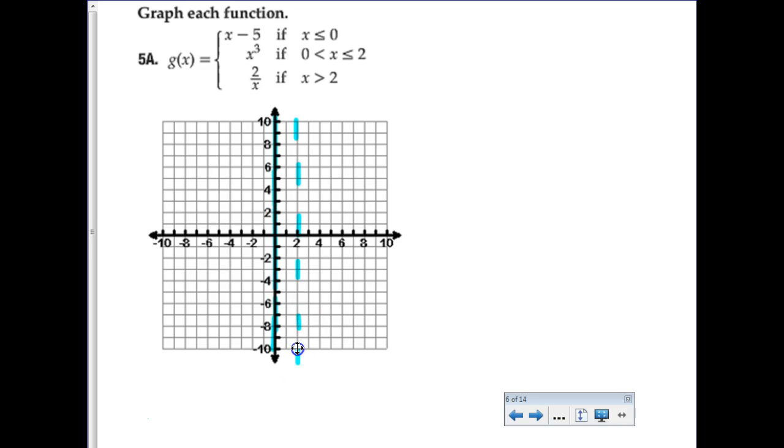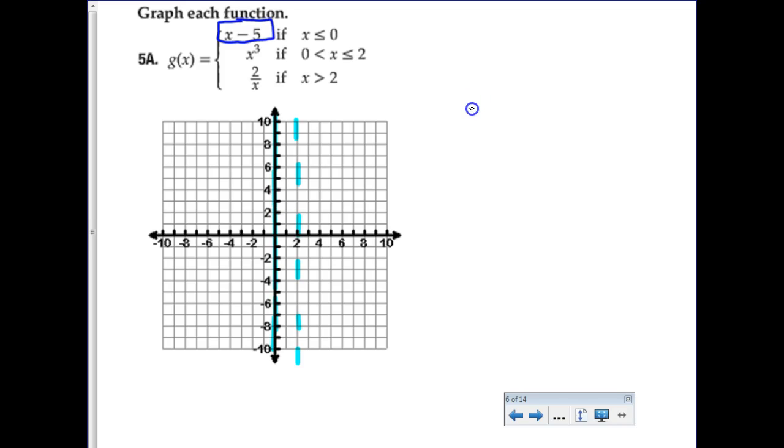So there are 3 pieces on that picture. There's this left part, there's this teeny part in the middle, and then there's this right part. So we're going to be graphing our 3 pieces of our function. We're going to start with our old friend x minus 5.